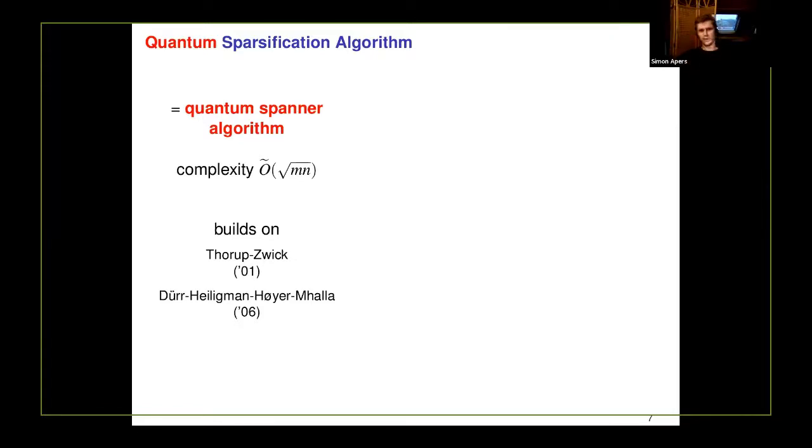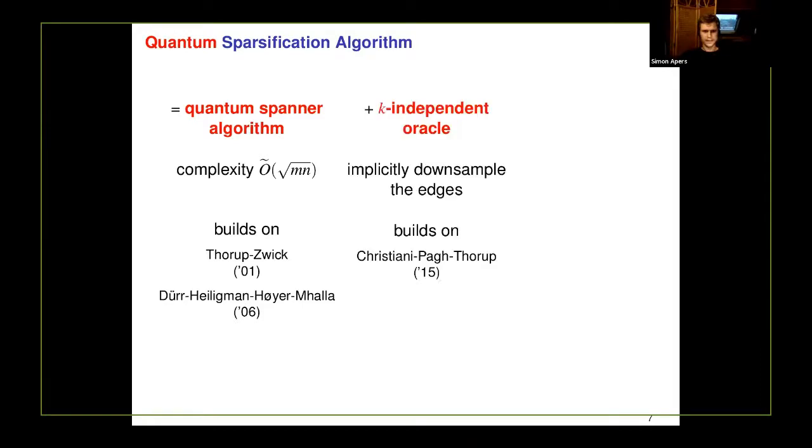And so we showed that we can improve the complexity of constructing a spanner from O tilde m to O tilde square root mn. For this, we combine the classical spanner algorithm by Thorup and Zwick with a quantum shortest path tree algorithm by Dürr, Heiligman, Høyer, and Mhalla. And then there are, of course, some remaining details, but that's the gist. And this is the first step of the Koutis algorithm.